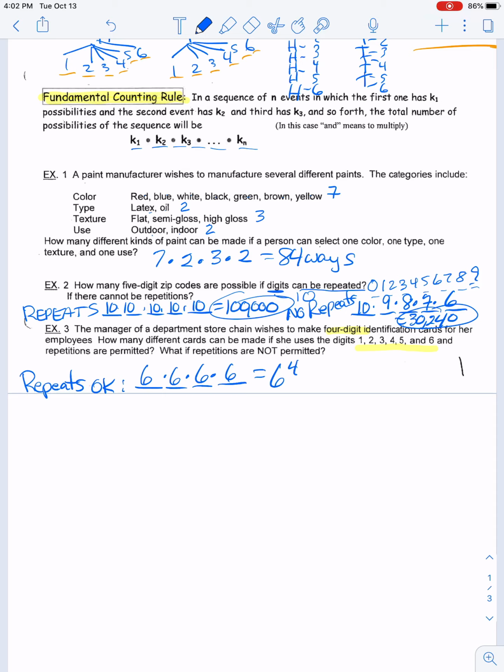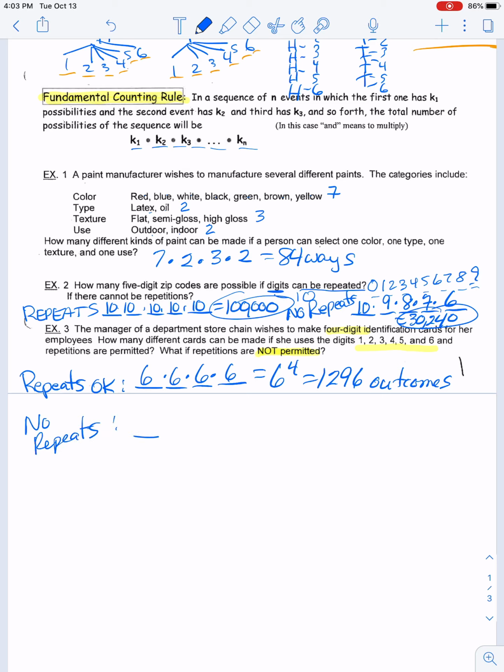Guess what? I added that on your paper. That's 1,296 different outcomes. I don't think we'll make a tree diagram for that one. Little joke there.